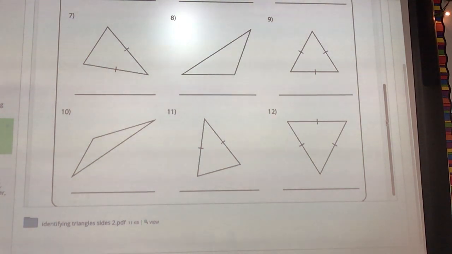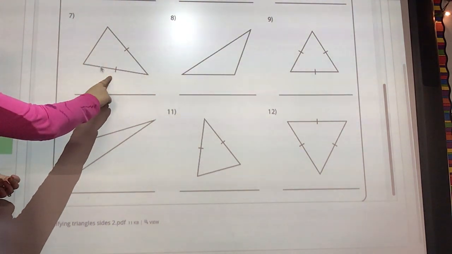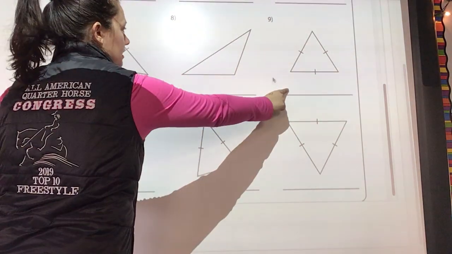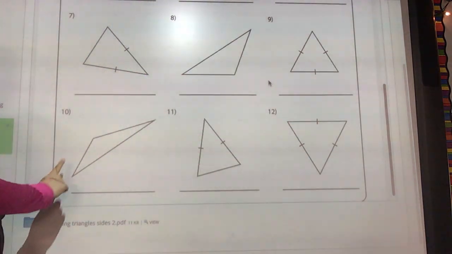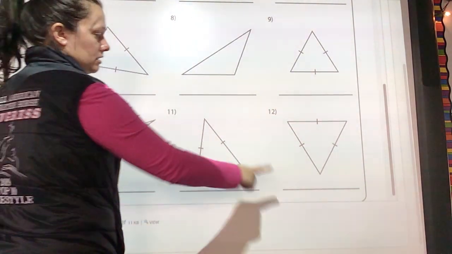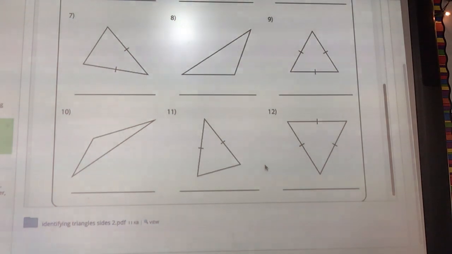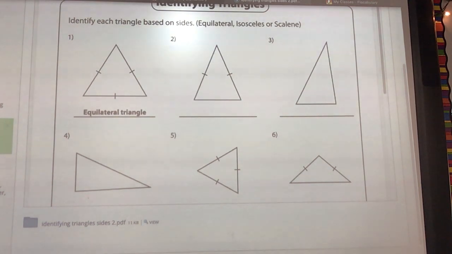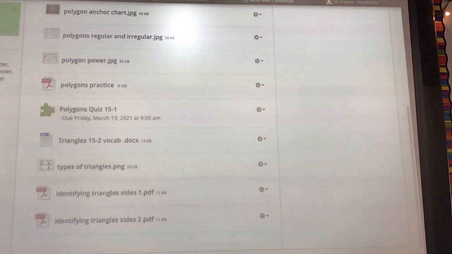All right, I'm gonna go over these guys quickly so we can go on to the next one. Isosceles, scalene, equilateral, scalene, isosceles, equilateral. All right, I want to point out and go to this next worksheet because it's just a tad bit more challenging. Nothing that you guys can't handle.